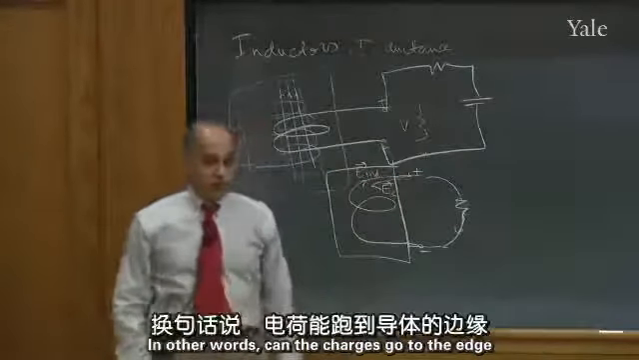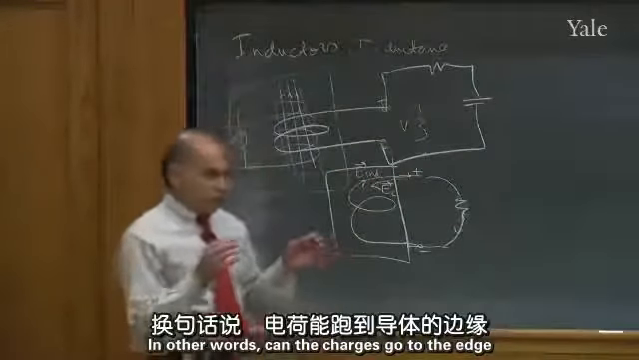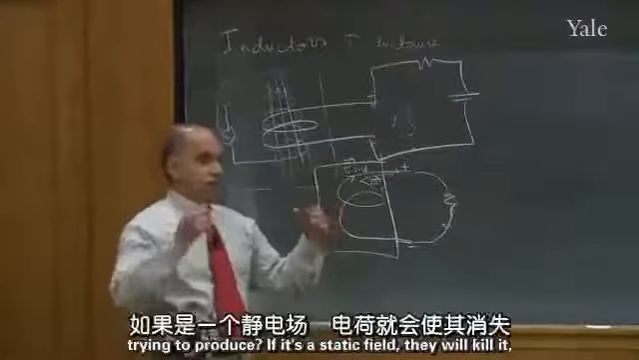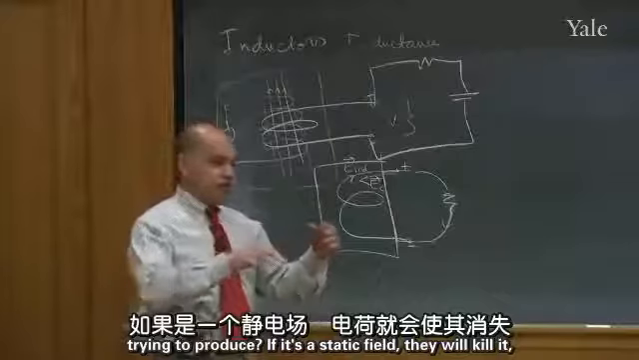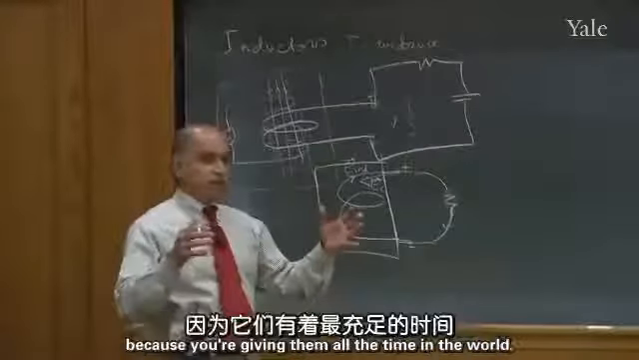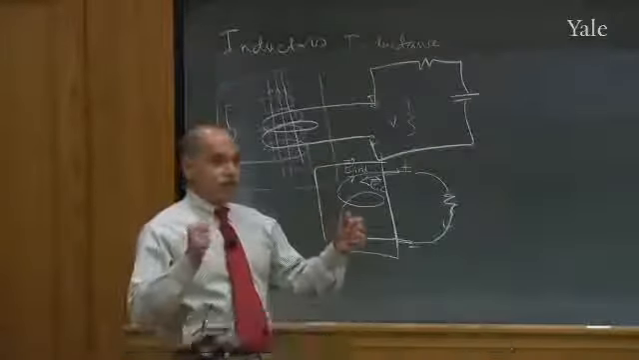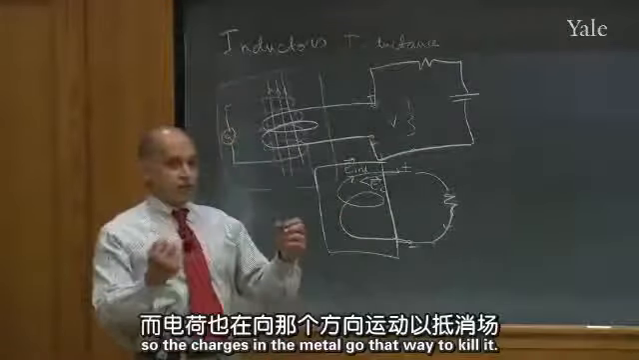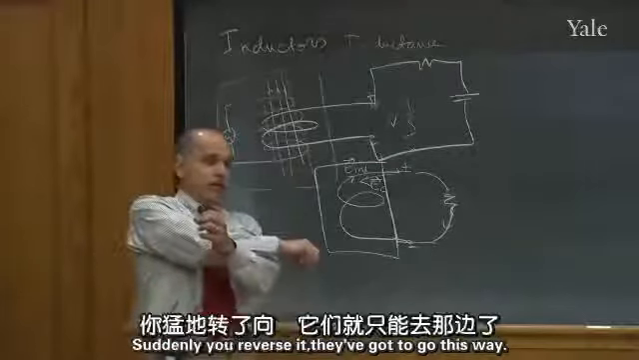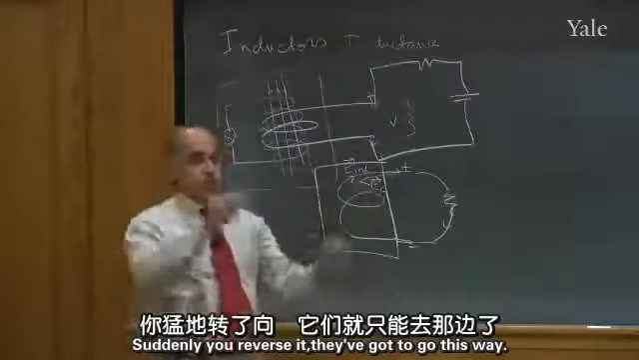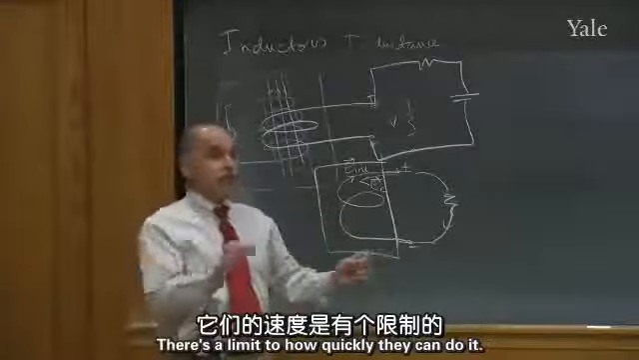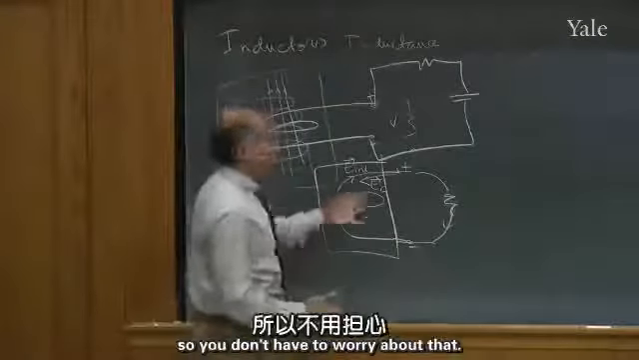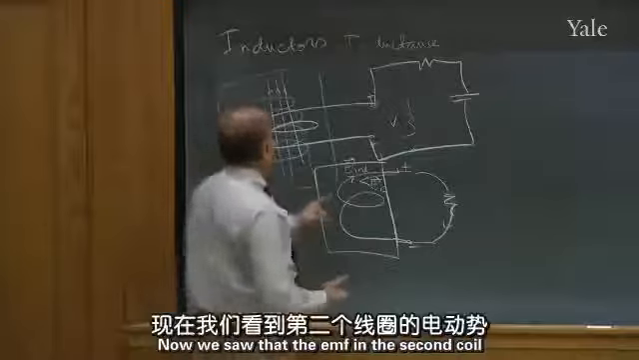In other words, can the charges go to the edge of a conductor and screen any internal field you're trying to produce? If it's a static field, they will kill it because you're giving them all the time in the world. But if you keep changing your mind, one minute the external field goes this way, so the charges in the metal go that way to kill it. Suddenly you reverse it, and they have to go this way. So how quickly can they do this dance? That's the limit to how quickly they can do it. But that's a very, very high frequency, so you don't have to worry about that.